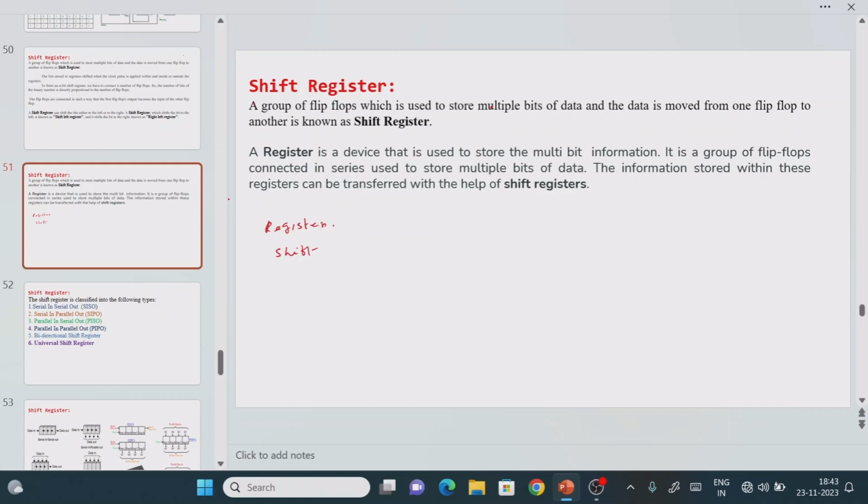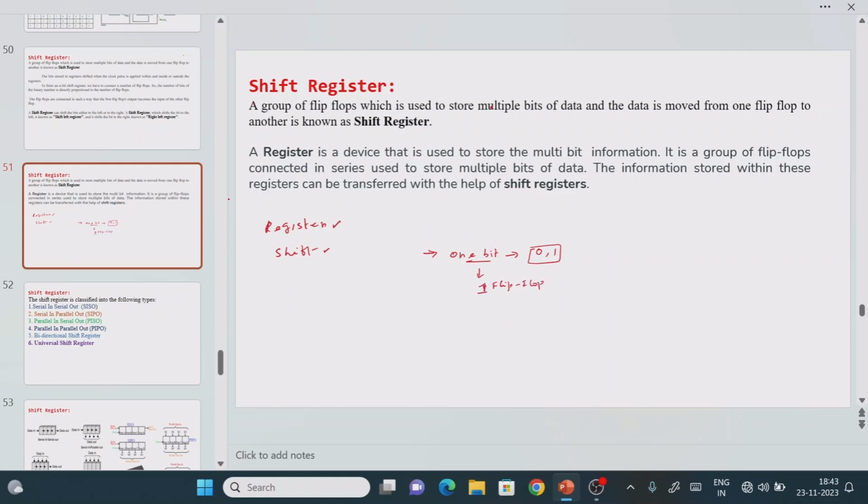We'll see first what is the meaning of the register, then we'll see what is the meaning of the shift operation. As we discussed earlier, if you want to store 1-bit information, what is the meaning of 1-bit information? It is a binary number, either 0 or 1. If you want to store 1-bit binary information, we require 1 flip-flop.